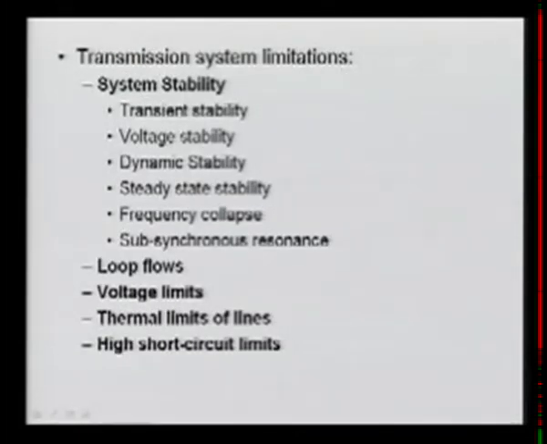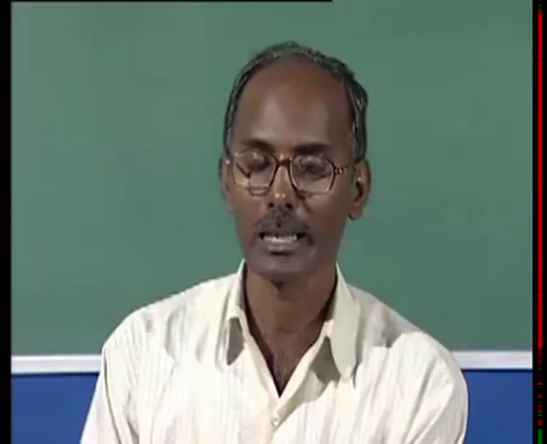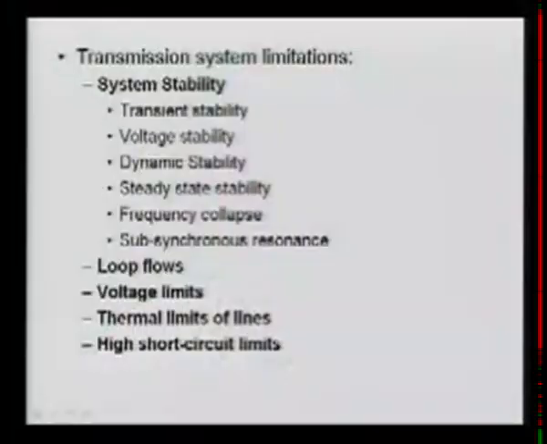Now the question: why are we going for all these FACTS devices? Let us go back. What are the limitations of your transmission system? The first and major limitation is normally the system stability, because we know that we cannot transmit the maximum power without losing stability. All the lines have some stability limits and we have to operate well below that limit. So the system stability limits can again be categorized.